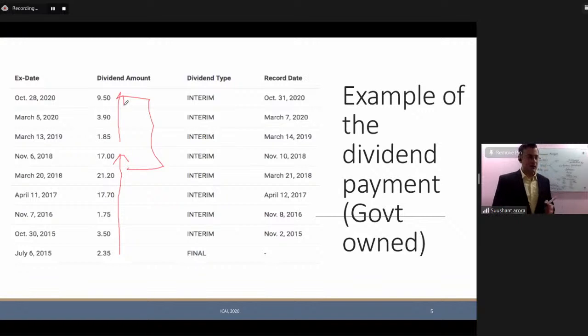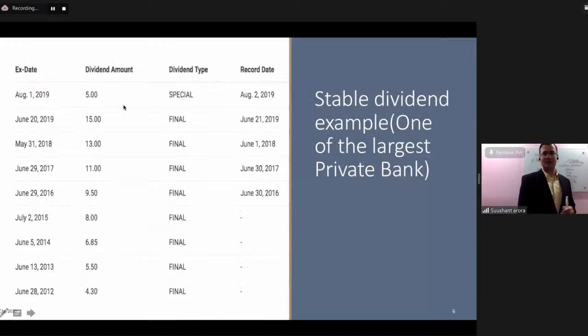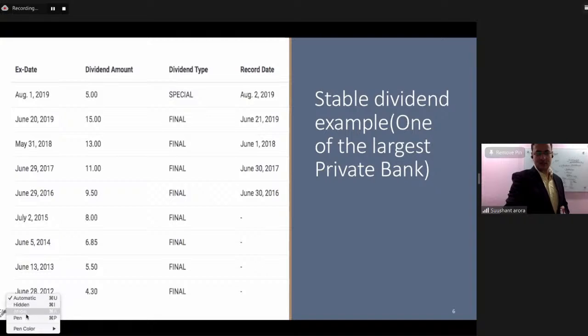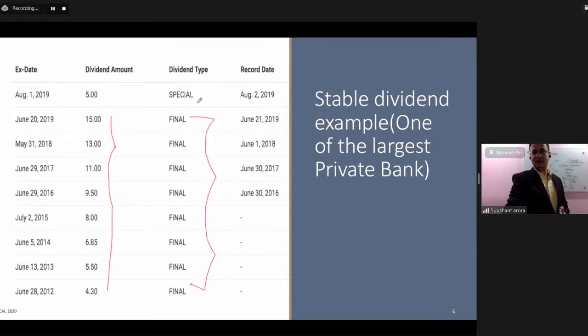Now I show you one of the leading banks. Look at this. This is one of the leading private banks. I hope you remember the private banks, not those which are government-owned. Now you can see the pattern here, students. 4.3, 4, 5, 9, 11, 13, 15. All these are final dividends. This one is special, so it is not countable. This is basically the growth of the dividends. So we can be in a situation to calculate the growth of the dividend in any case.